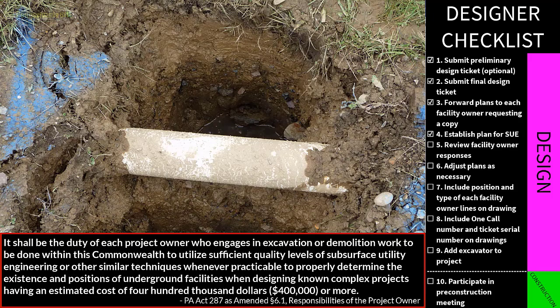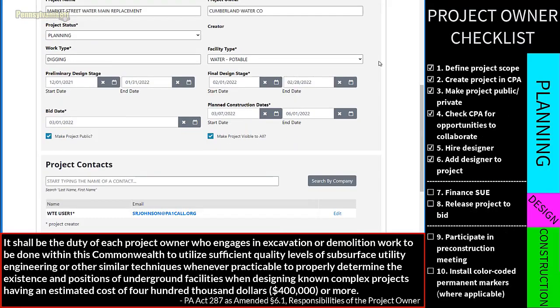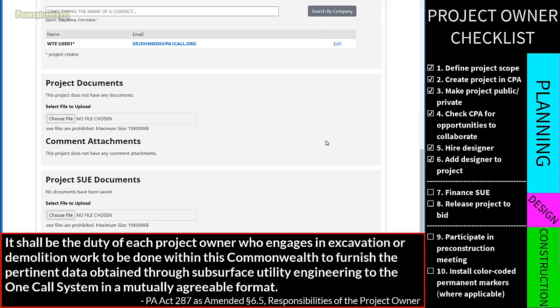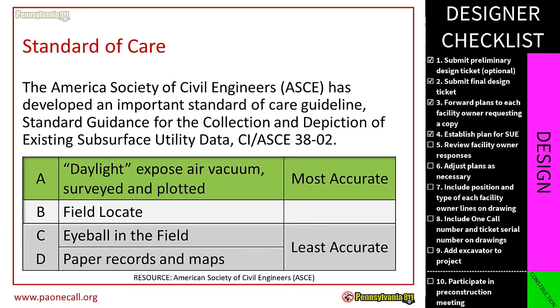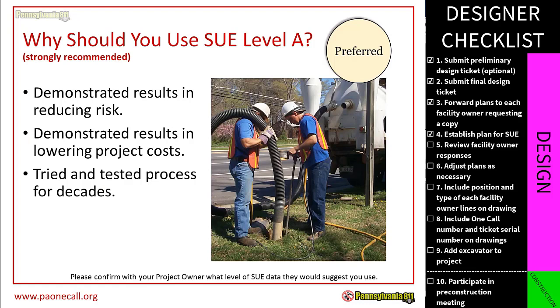When a project costs $400,000 or more, we need to use sufficient quality levels of SUE. Regardless of the project budget, it's my job as a project owner to furnish that pertinent data obtained through SUE to the one-call system. We're going to upload that information directly to our CPA project. The American Society of Civil Engineers and the Common Ground Alliance provide standard of care guidelines the one-call law requires we follow. When applied properly during the design phase, subsurface utility engineering provides significant cost and damage avoidance benefits and the opportunity to correct inaccuracies in existing facility levels.